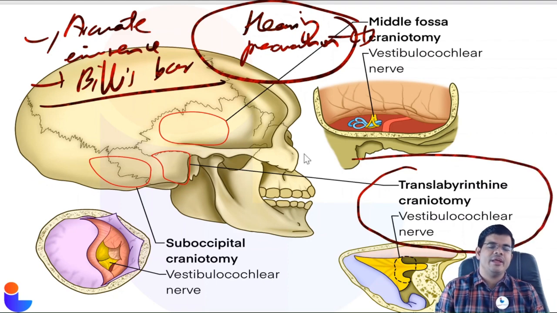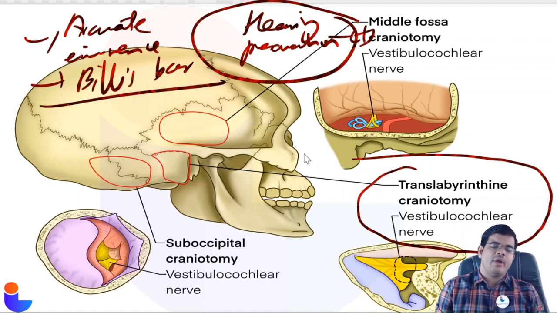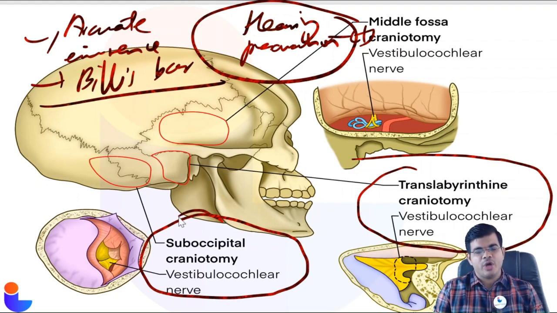Okay, now if hearing is not preserved, you can go for translabyrinthine craniotomy. Okay, translabyrinthine craniotomy can be done. Here the hearing also will be lost. Okay, it is done for larger tumors. Okay, another approach is a retroauricular approach, that is suboccipital craniotomy, which can be done for removal of the vestibular schwannoma. Okay, so these are the various surgical options available for a patient who presents with a vestibular schwannoma.